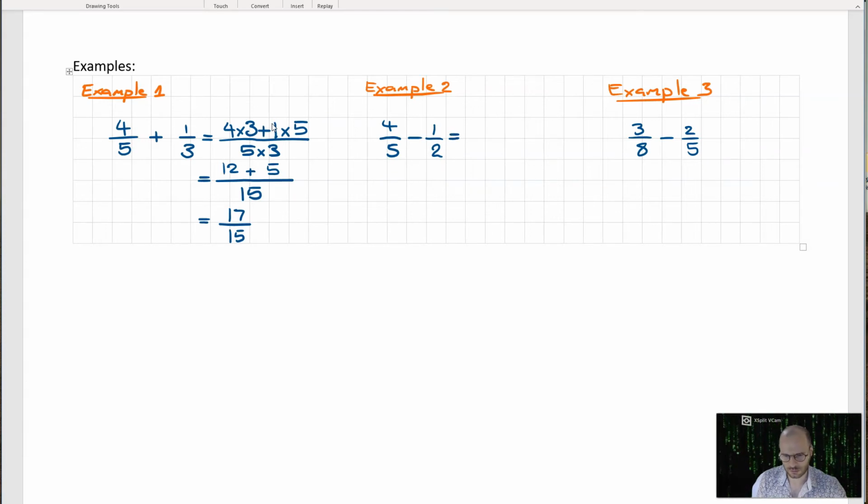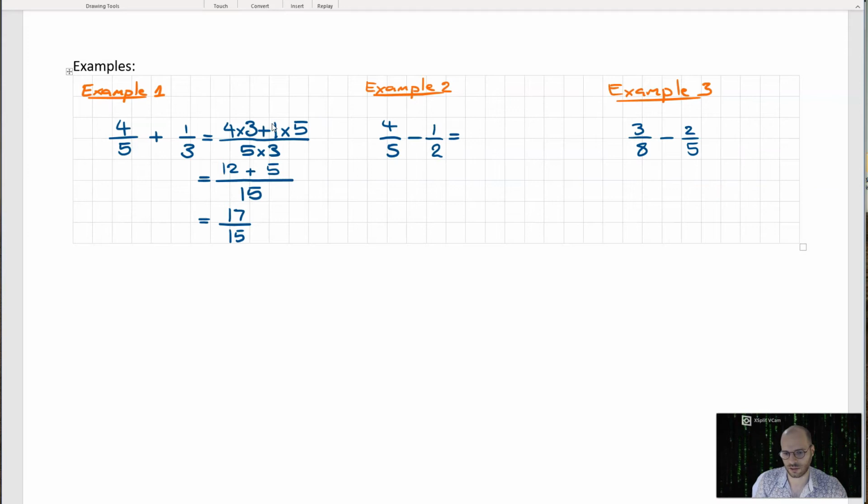We've got 4 over 5 take 1 over 2. Now, we might be thrown by the fact that this is a subtraction. However, it's basically the same as addition. The only difference is rather than adding, we subtract.